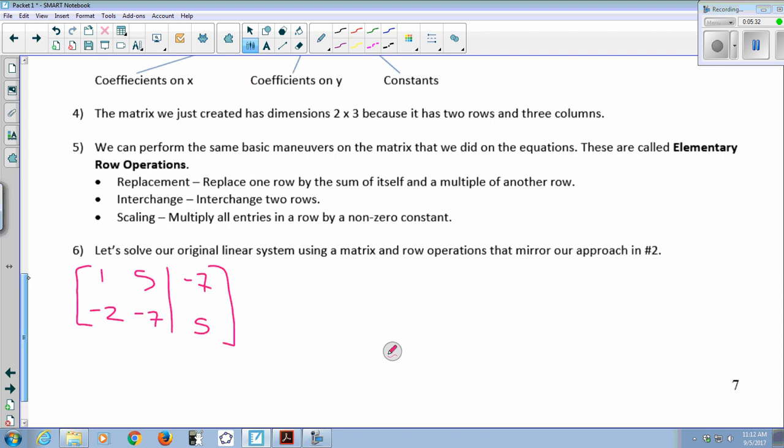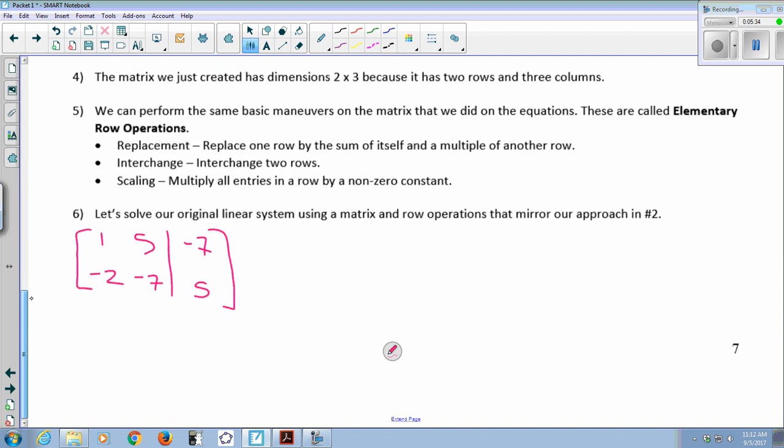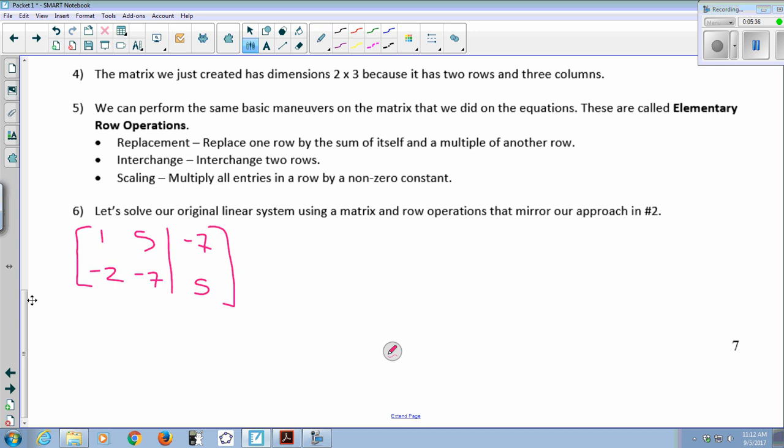And again, that vertical line just represents the equal sign. X's, Y's, constants on the other side of the equals. Your equations have to be set up in this format to use the matrix method. X's, Y's, constants on the other side of the equals.